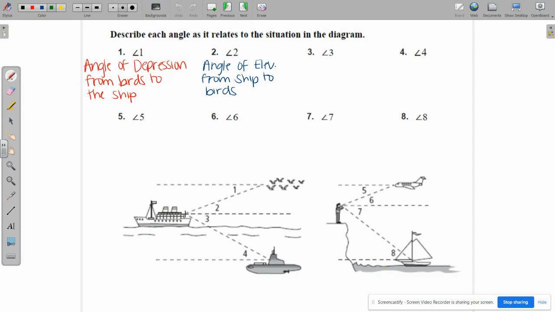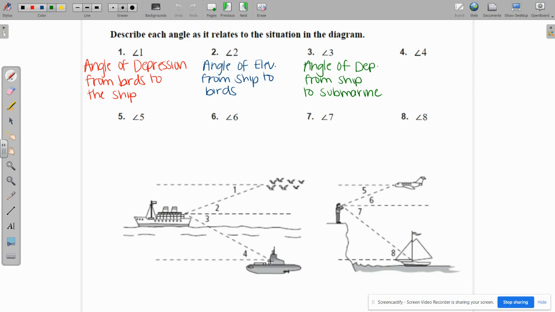Angle three starts at the ship, but here's the horizontal side. The angle is underneath that. So this is going to be an angle of depression, and this is from the perspective of someone on the ship looking at a submarine, which is below the water there. So angle number three is an angle of depression from the ship to the submarine.